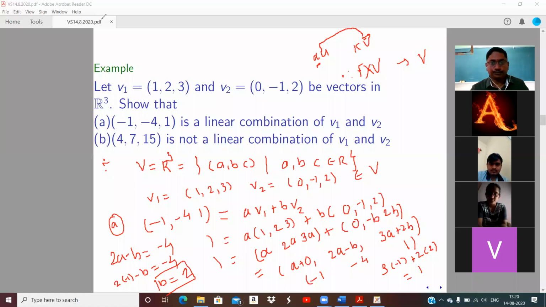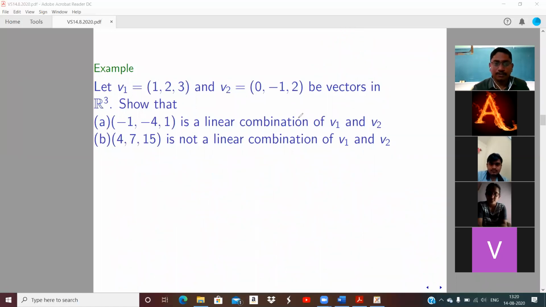I will write here, you can say that -1, -4, 1 is written as the value of A, which was -1, into V1 and the value of B, which was 2, into V2. These are the scalars. This is the first scalar, second scalar. K1 is -1 and K2 is 2. So in this way, -1, -4, 1 is written as a linear combination of V1 and V2. This part is verified here.